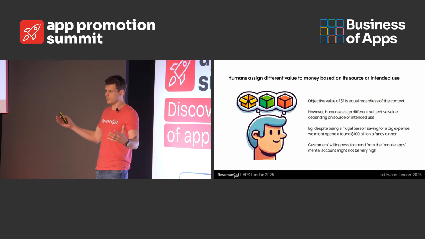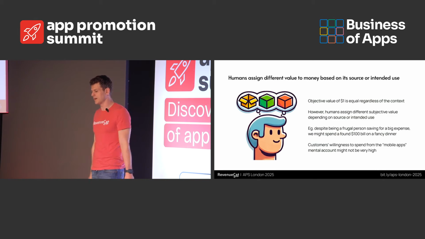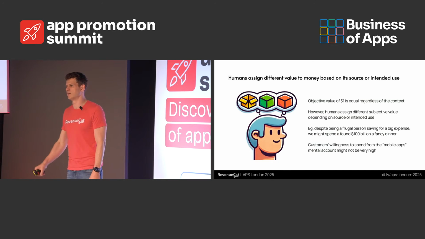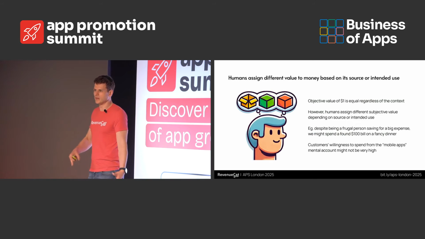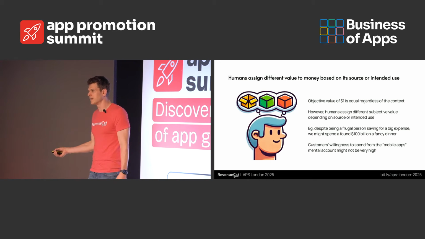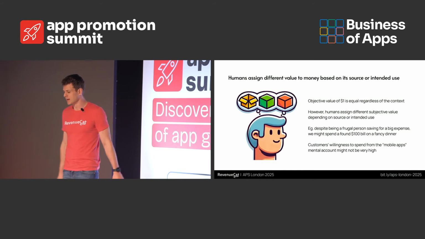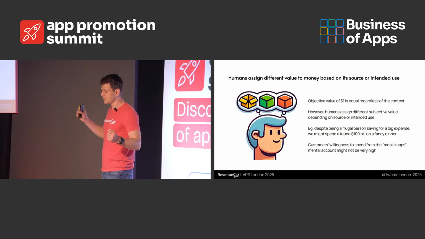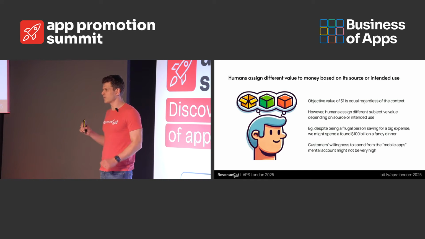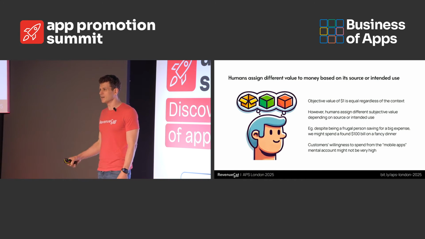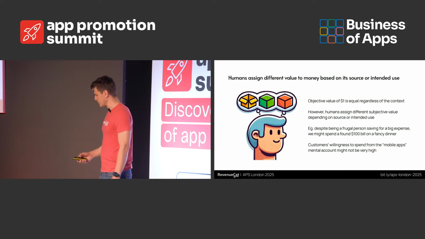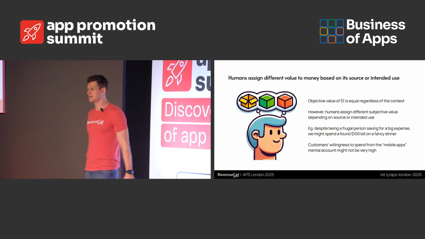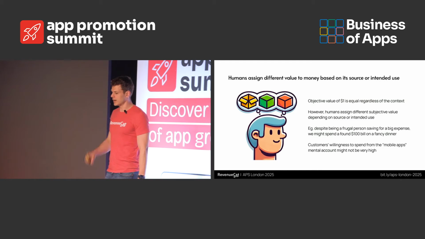So for example, you might be a frugal person, saving up for a big expense, but then you find a $100 bill on the sidewalk and you're like, I'm going to treat myself to a nice dinner with this. Even though this $100 is not different to the $100 that you earn from your day-to-day job, right? But just because you found it, you feel like this is a different type of money. And how does this matter to apps? Well, customers' willingness to spend from their mobile apps mental account might not be very high. They're like, this is purely a digital good. This does not have a lot of value. So to the extent that you can change that mental accounting, you can basically unlock a higher willingness to pay.